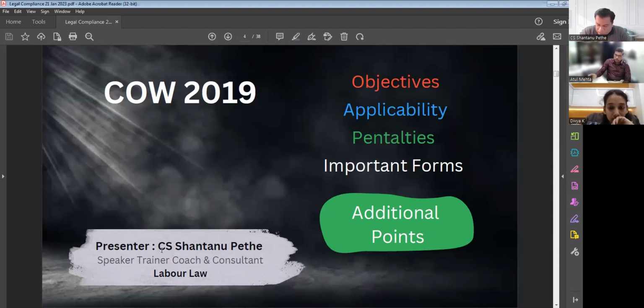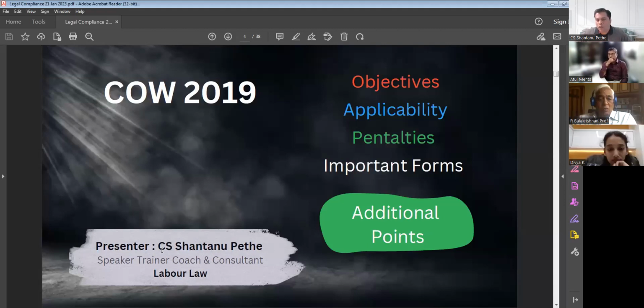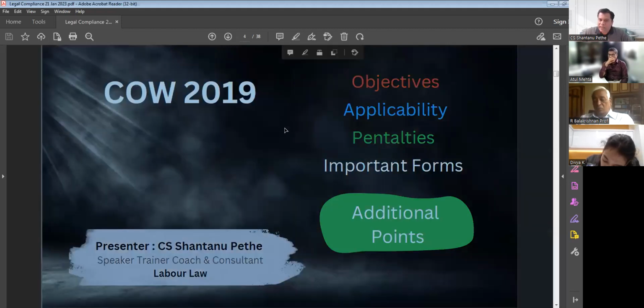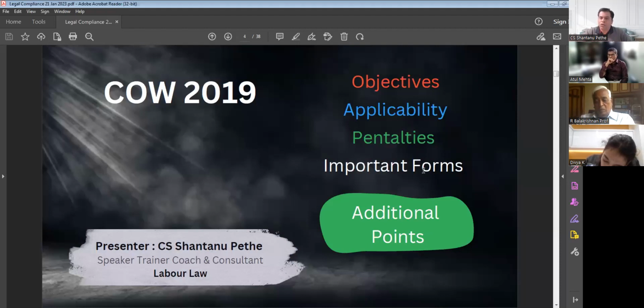For example, in each code, I will focus on these 4 things. That is objective. What is the objective? It is very important for a law person that the objective of the act should be clear to him. And then applicability, whether it will be applicable to that establishment or not. Then penalties. All persons should be aware of penalties. At least they should do the minimum bare requirement so that it does not attract penalty.